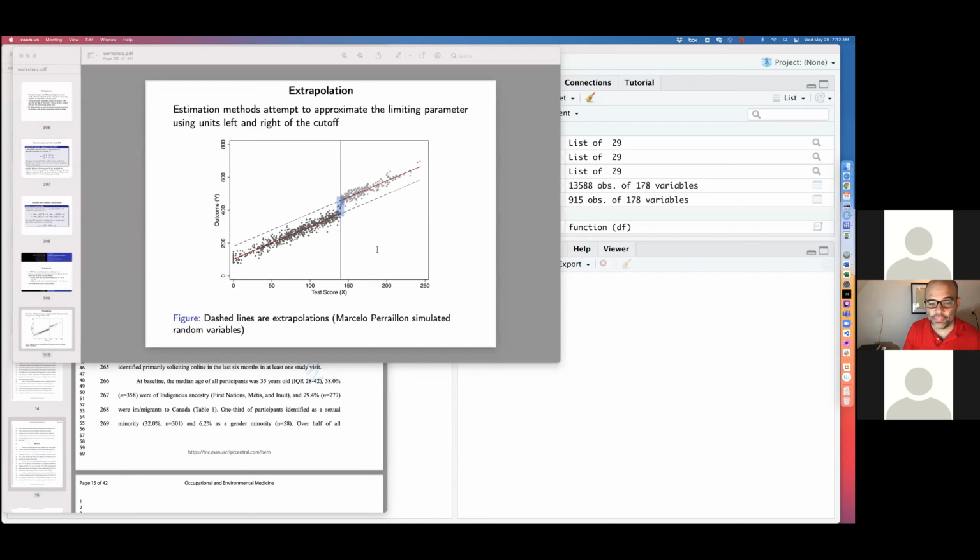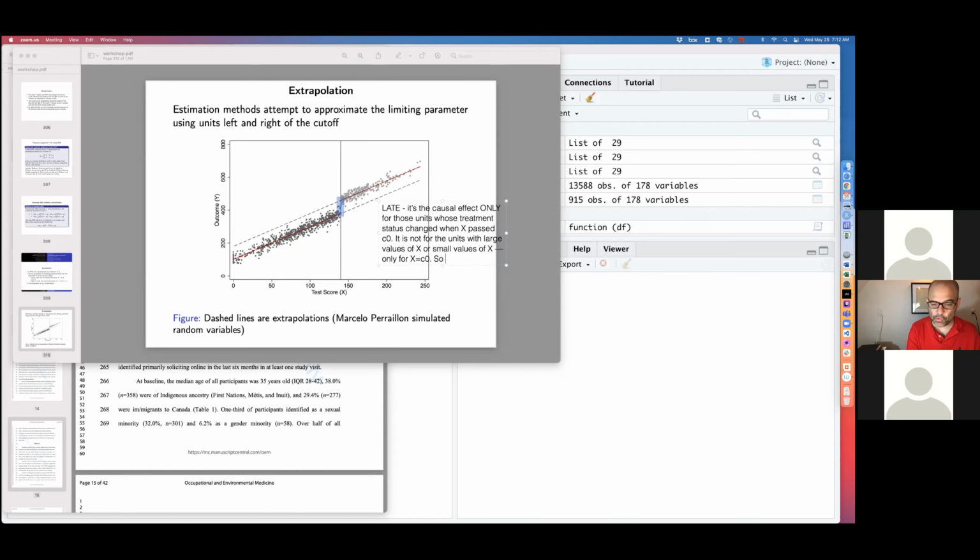So this is a LATE. It's the causal effect only for those units whose treatment status changed when X passed C0. It is not for the units with large values of X or small values of X. Only for X equals C0.